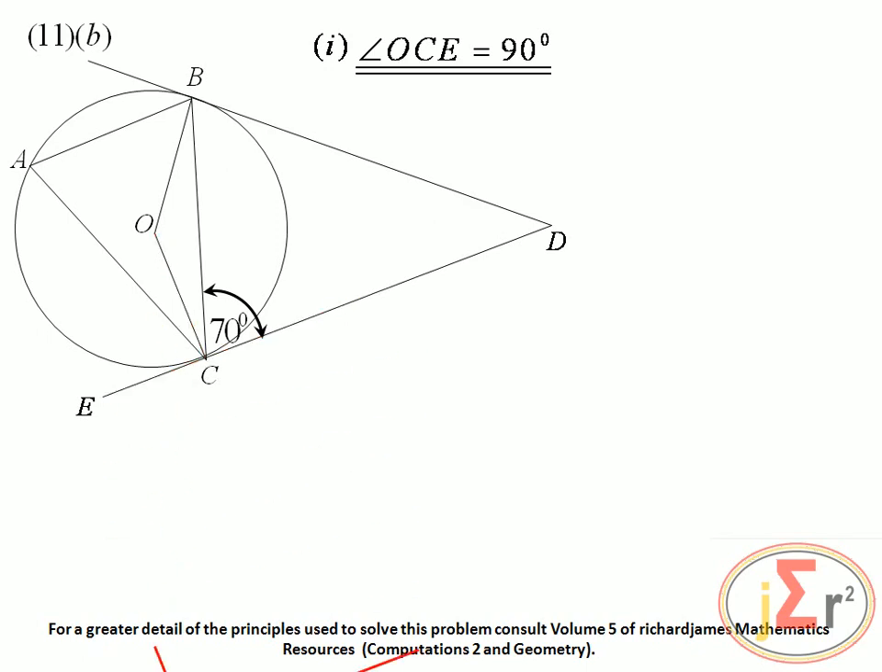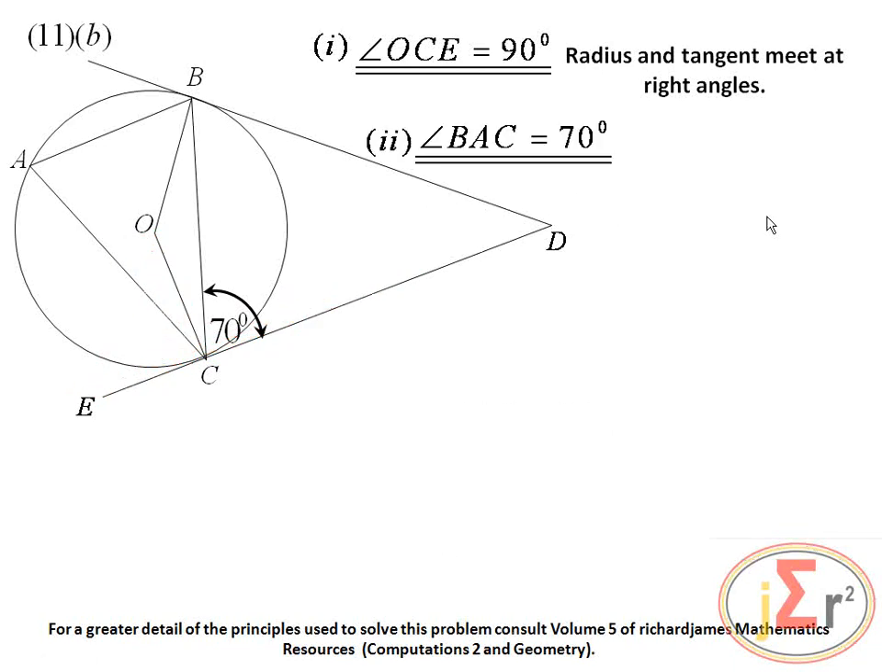Notice what we have. We have this tangent right here. And of course, OC is the radius of the circle. And we know that radius and tangent meet at right angles. So OCE is 90 degrees.